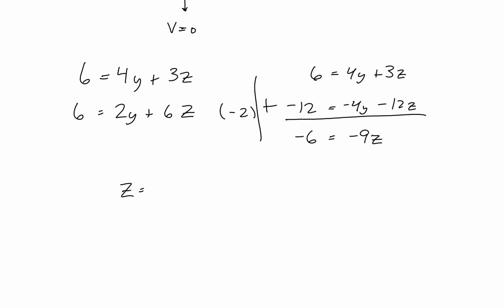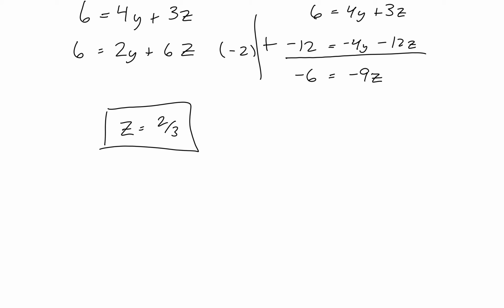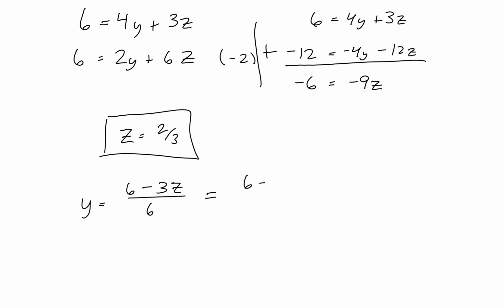So z is equal to 2/3. And then we can plug that back in to solve for y. So y is equal to 6 minus 3z over 6, just solving this equation up here for y. And so this gives me 6 minus 3 times 2/3. Oh, this should be over 4, not 6, sorry. Over 4, so this is equal to 1.